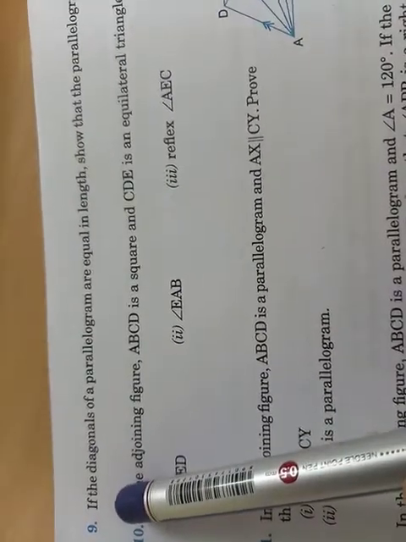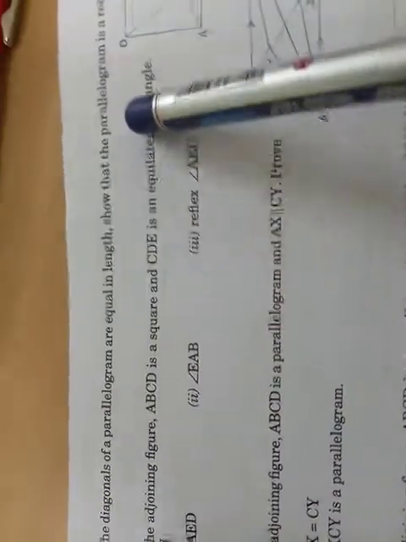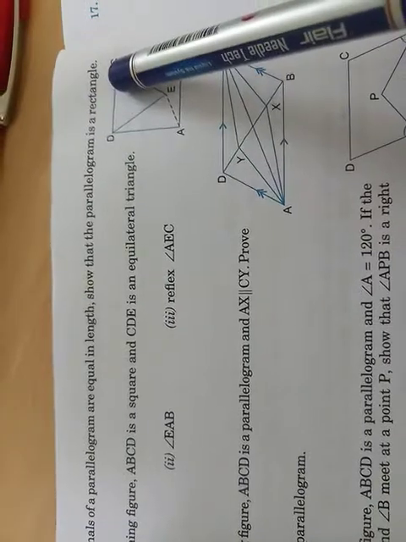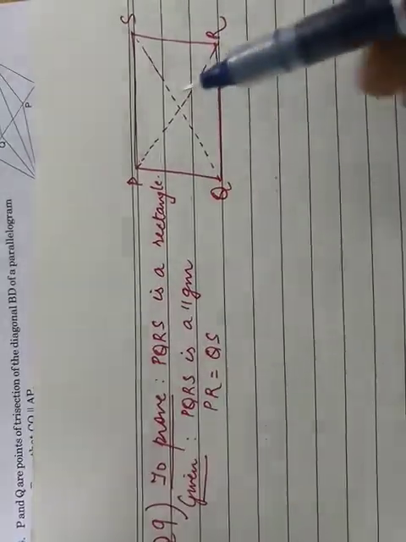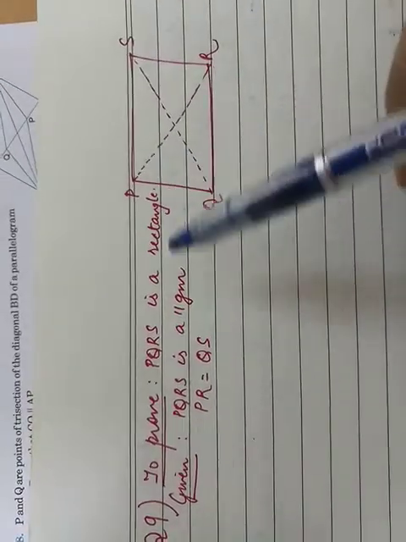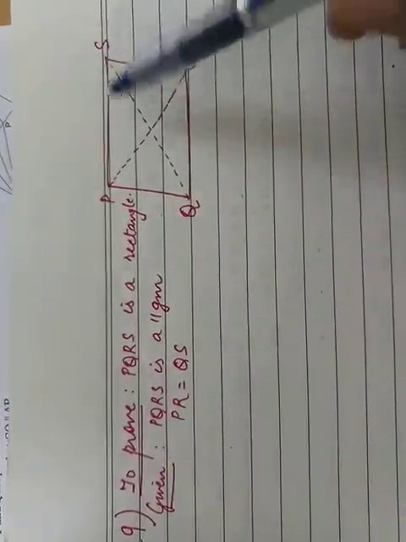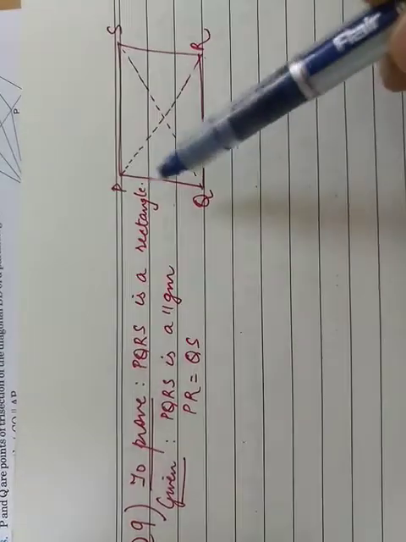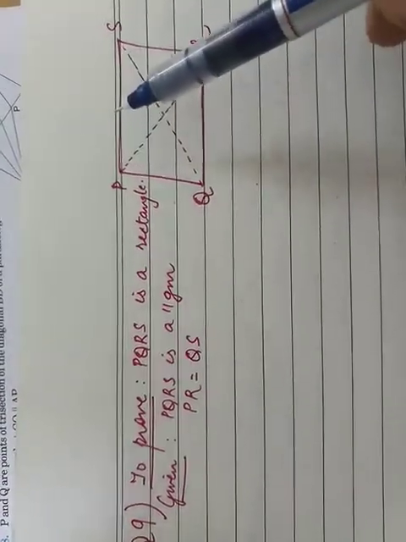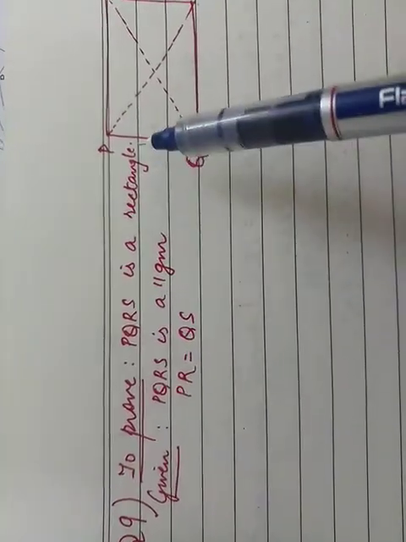Now we start with question number 9. If the diagonals of a parallelogram are equal in length, show that the parallelogram is a rectangle. Let's see its proof. Children, we are given that PQRS is a parallelogram. So first I draw a parallelogram and name it PQRS. It's given that PQRS is a parallelogram, and we have to prove that PQRS is a rectangle.